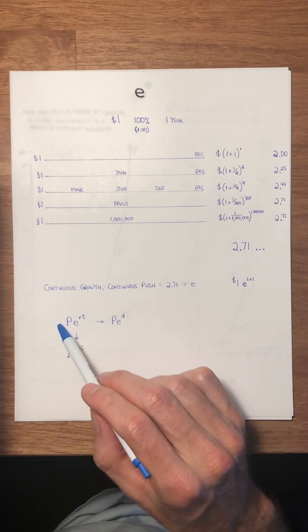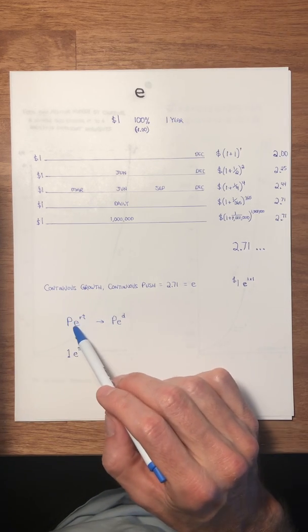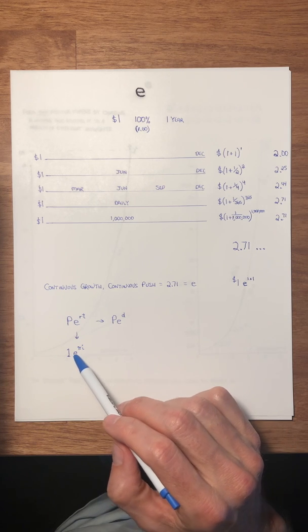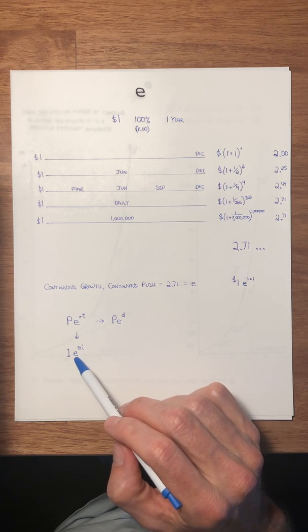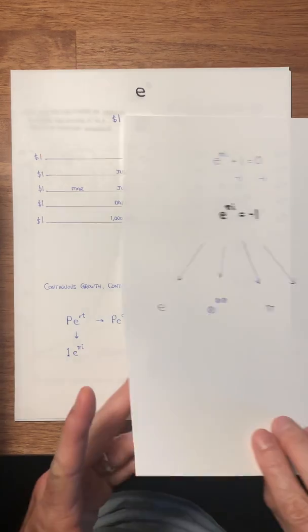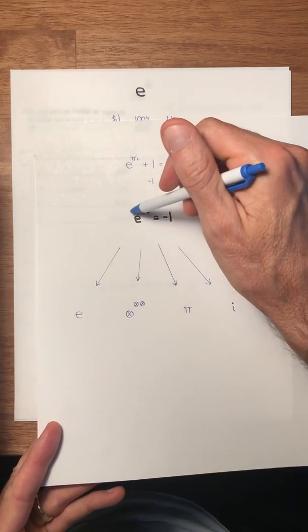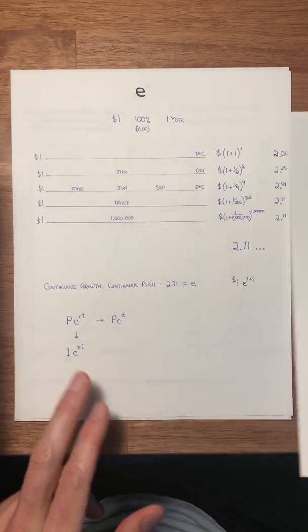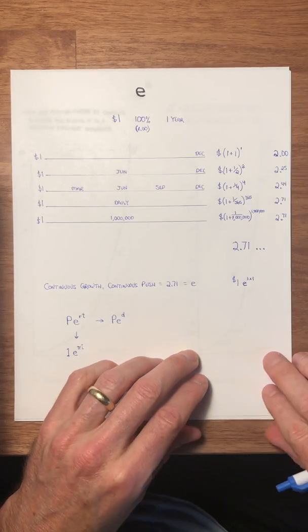Here's another way to look at this formula. P e to the rt looks kind of like this, doesn't it? 1 times e to the pi i. Well, that was kind of what we were originally looking at, right? With a 1 out in front of it. So notice the similarity there. We'll come back to that later.